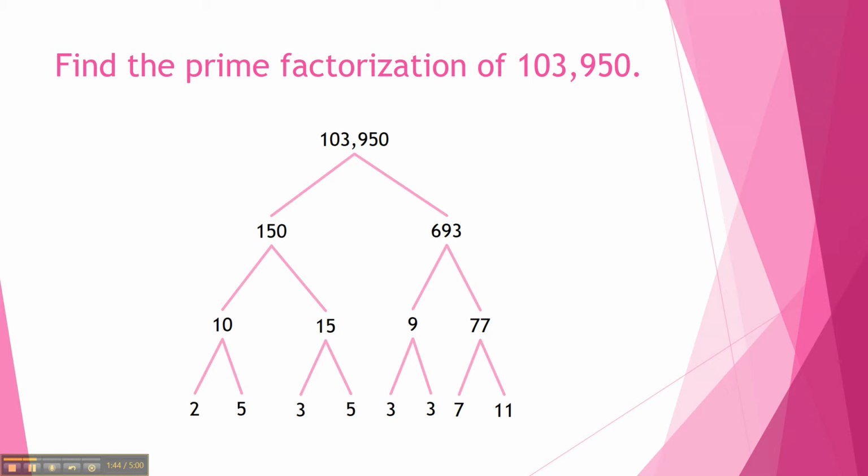Now all of these numbers on the bottom, these are prime numbers. Therefore, since all of those numbers are prime numbers, that is our prime factorization. And when you write the prime factorization, you list the numbers multiplied together in order from least to greatest. Meaning, the prime factorization of 103,950 is 2 times 3 times 3 times 3 times 5 times 5 times 7 times 11.